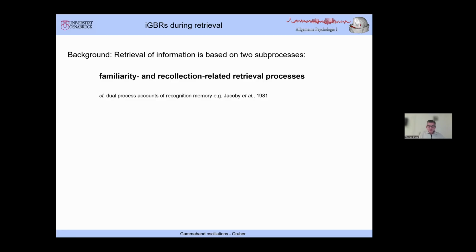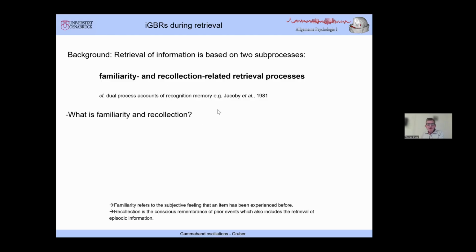If we talk about the retrieval of information, we have to differentiate between two sub-processes. If you recall a stimulus from memory, your brain usually does two things. These two things are formulated in the so-called dual process account of recognition memory, and these two processes are familiarity and recollection. Now, what is familiarity and recollection? Familiarity refers to the subjective feeling that an item has been experienced before. As the name says, something is familiar.